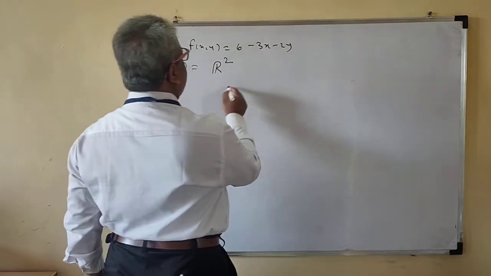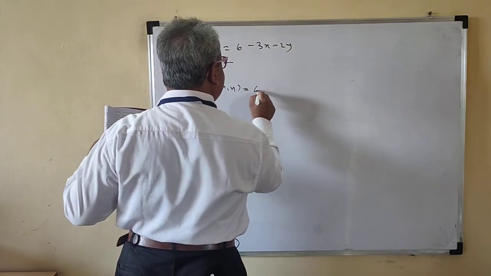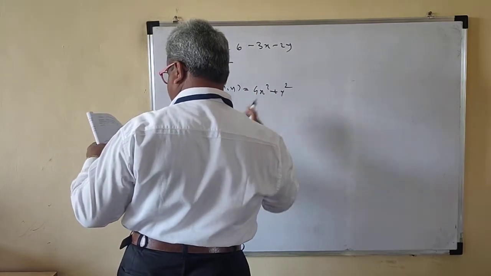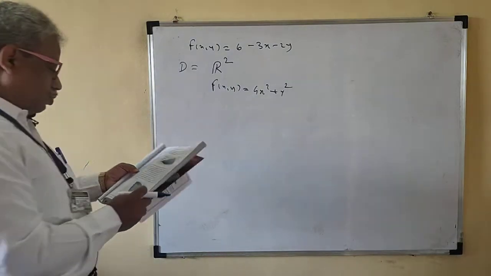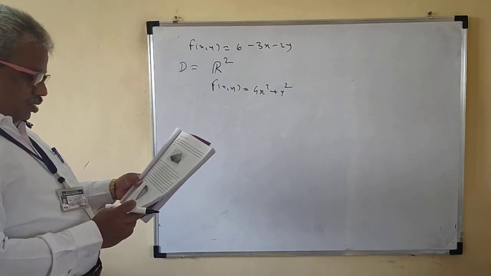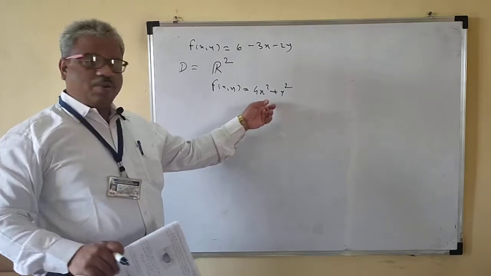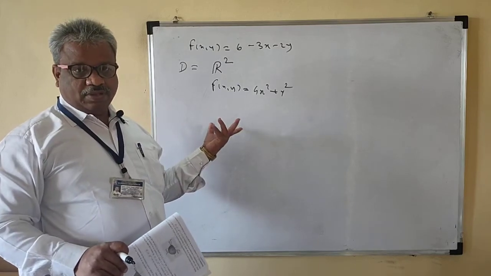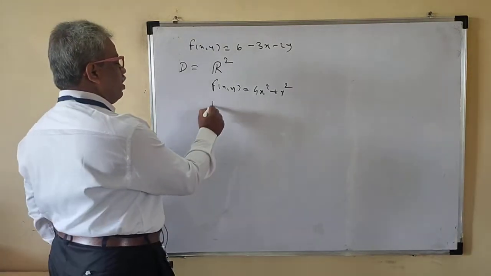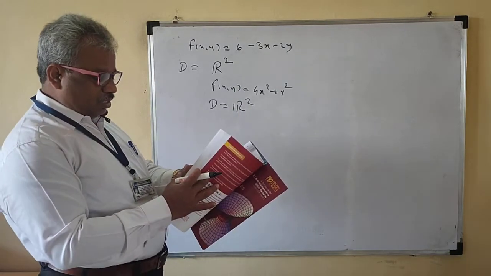Okay. Suppose your f of x y is 4x square plus y square. So what will be your domain? For any x and y, this is well defined. For any x and y, I have defined. So the domain of this function is R2.